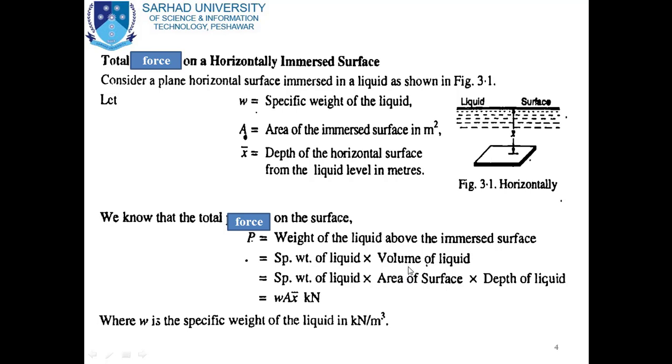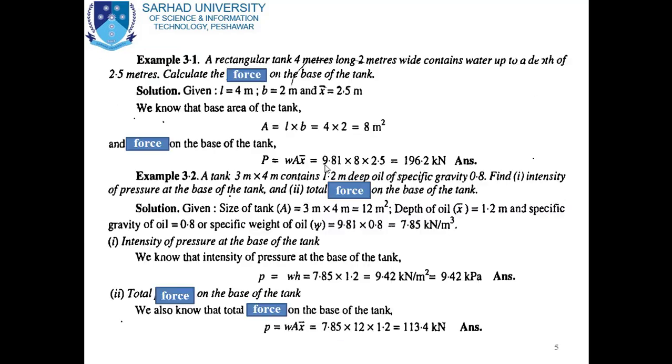Also, the volume is equal to area of the surface multiplied by depth. So we get the equation: total force P is equal to omega A x bar, where omega is the specific weight of the liquid, A is the area of the surface and x bar is the depth of the liquid. By putting all these values, we will get the total force on the horizontally immersed surface, where omega is the specific weight of the liquid in kilonewton per cubic meter.